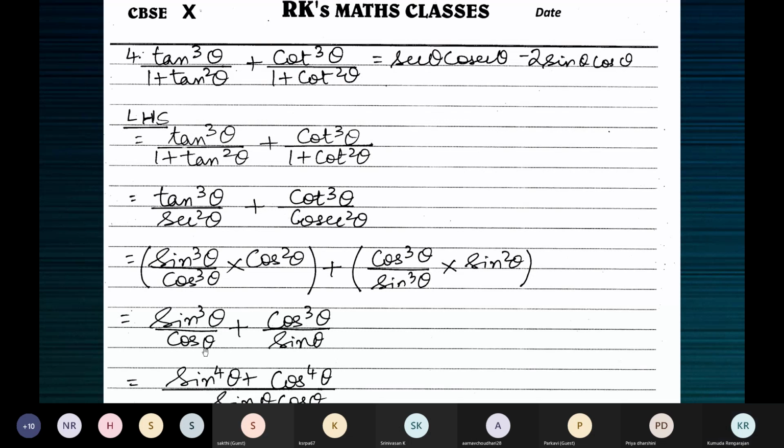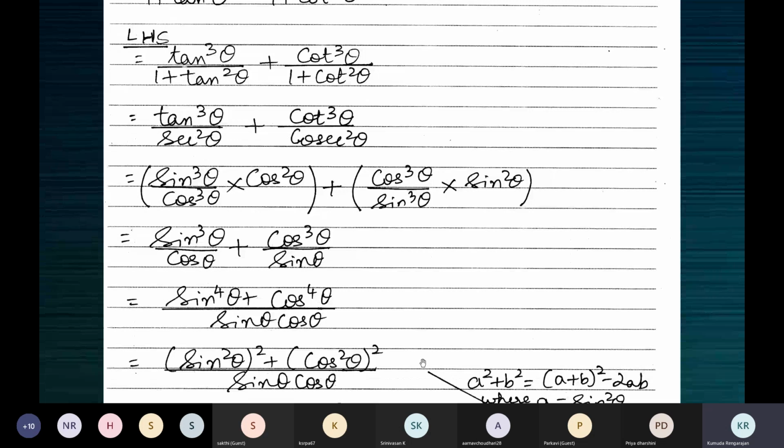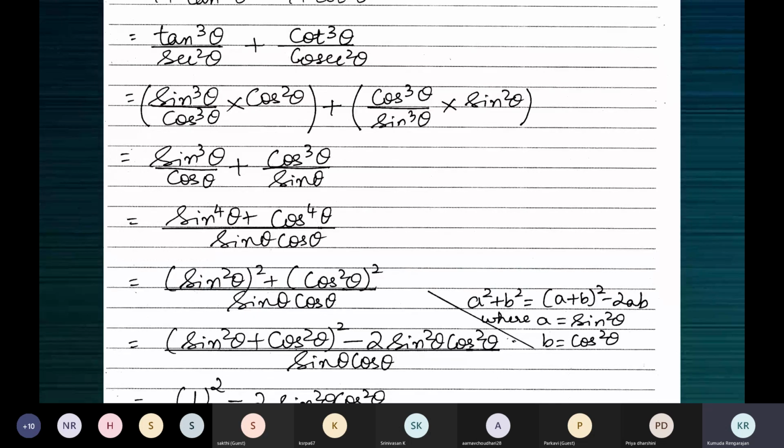So sin theta to the power 4 plus cos theta to the power 4 can be written as sin square theta the whole square plus cos square theta the whole square. So that's like a square plus b square, which is a plus b the whole square minus 2ab. See here, I'll show you all the steps.